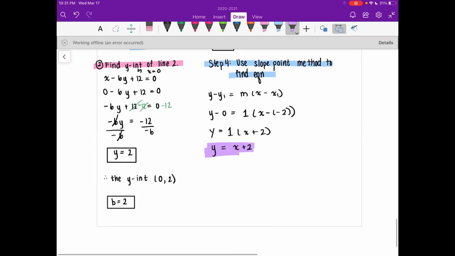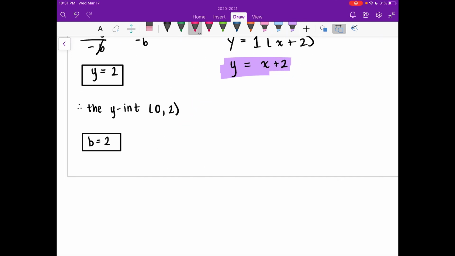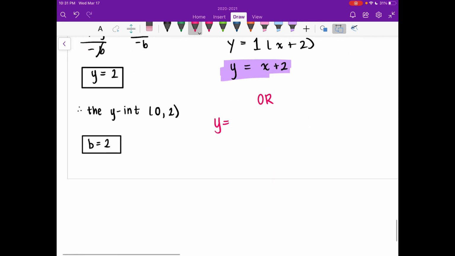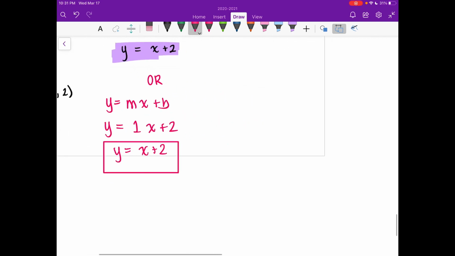I'm just going to write a big fat "or" here. Because you knew what b was, you could have done y equals mx plus b, where you found the m up here. So you could have done y equals 1x plus 2, which is y equals x plus 2. You could have done it that way. Or even more so, you could have done it this way.